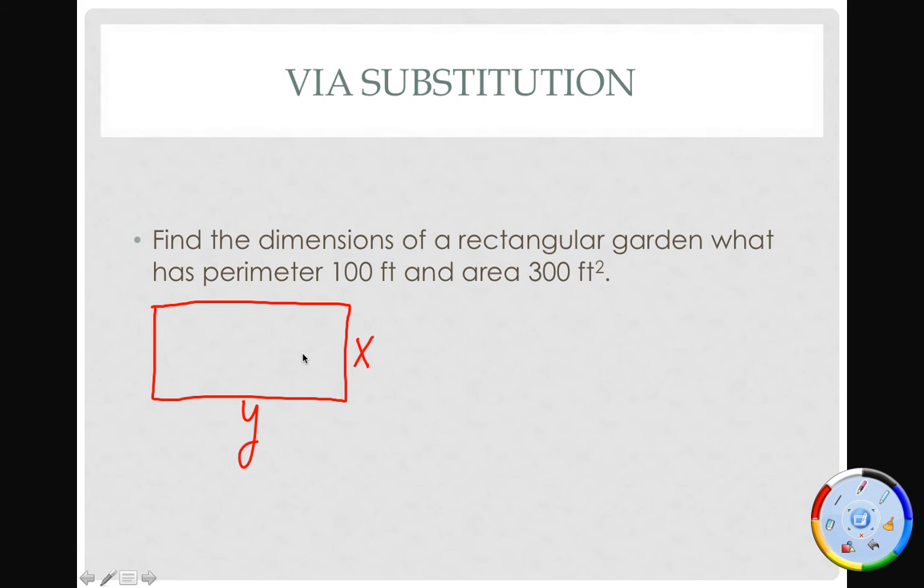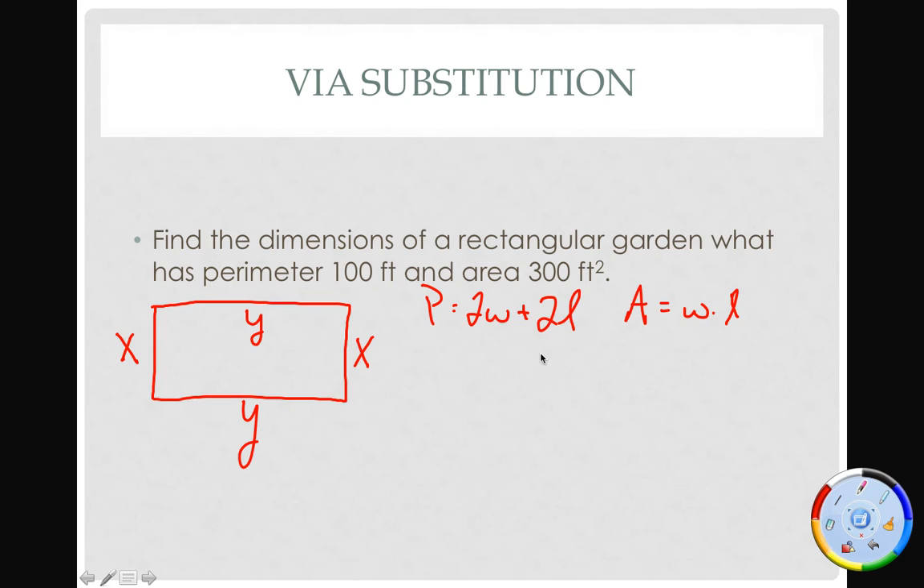And because it's rectangular, I know this is x and this is y. So if I was to find perimeter, perimeter is what, 2w plus 2l. Well, I have different variables for that. I also have an area. Area is width times length.